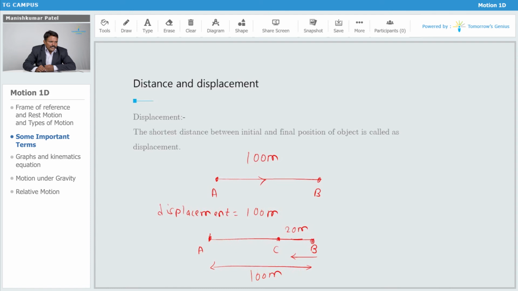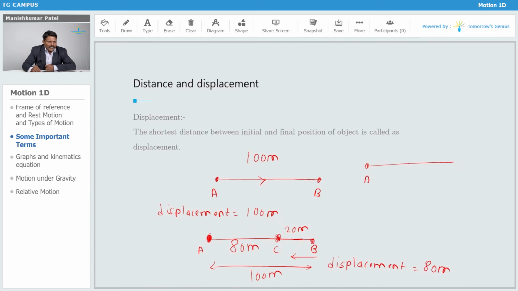So the shortest distance between the initial position A and the final position C is 100 minus 20. So obviously the displacement is 80 meter. The displacement for this case is 80 meter, which is different from the distance. Why? Because we have just changed the direction. I just came in the opposite direction, because of which the distance and displacement get changed.